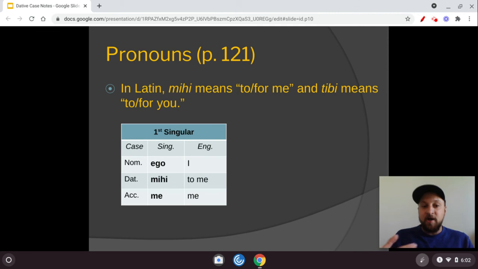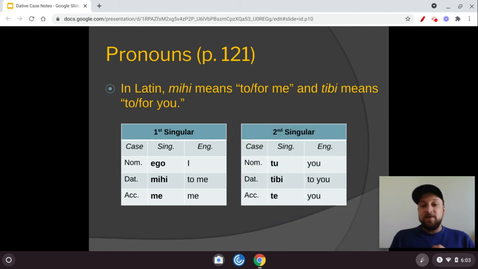So the whole chart for the first singular pronoun, we know very well that ego means I. We've been seeing that for a long time. We're all good with that. And me means me. All right. Whenever you see me, it's me. But keep in mind that it's accusative. That means it's me, the direct object. Then you throw in there that mihi means "to or for me," and you have the dative form as well.